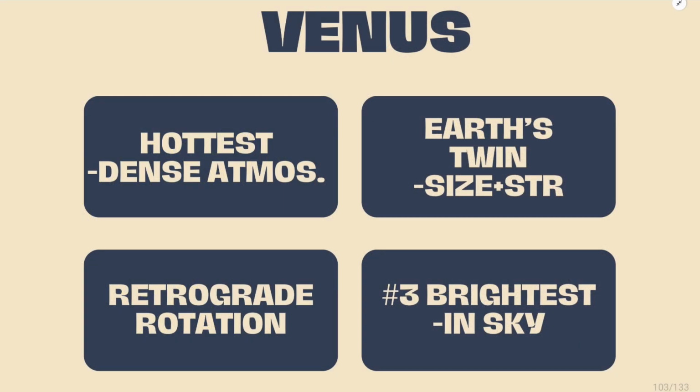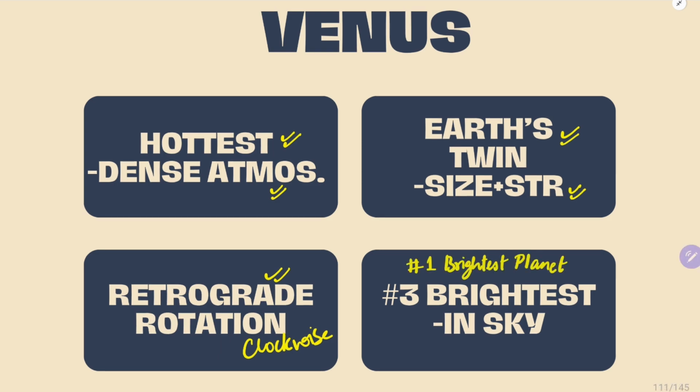To sum it up, Venus is the hottest planet in the solar system. This is due to its dense atmosphere. It is called Earth's twin due to its similar size, structure, and composition. It has a retrograde rotation, that is, it rotates clockwise around its axis, and it is the brightest planet in the night sky and the third brightest object in the sky.